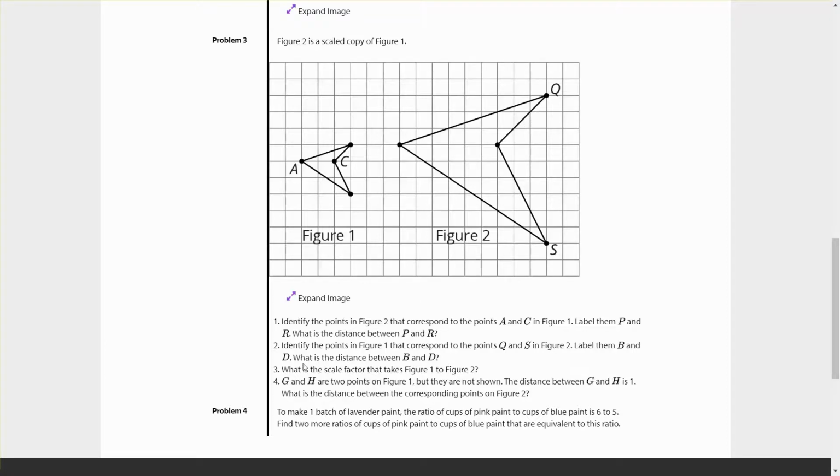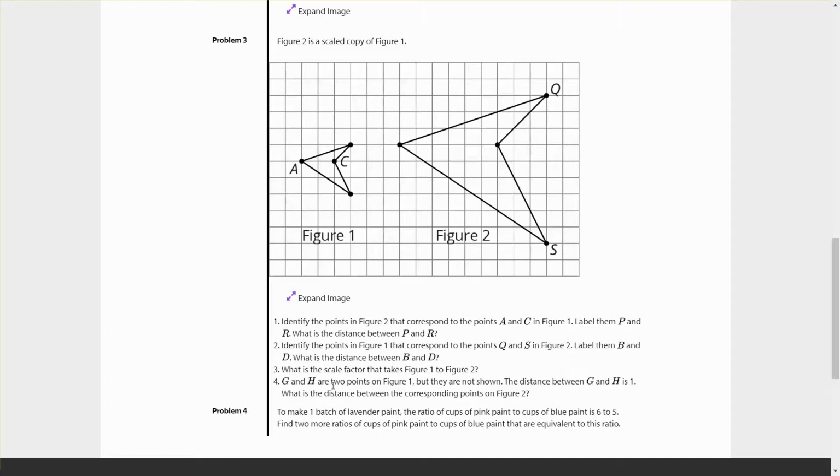Okay. Then it says here, identify the points in figure 1 that correspond to Q and S. Label them B and D. These are over here. What's the distance between those points? Again, count it. What's the scale factor? Use those distances you had mentioned in 1 and 2 to answer that question.